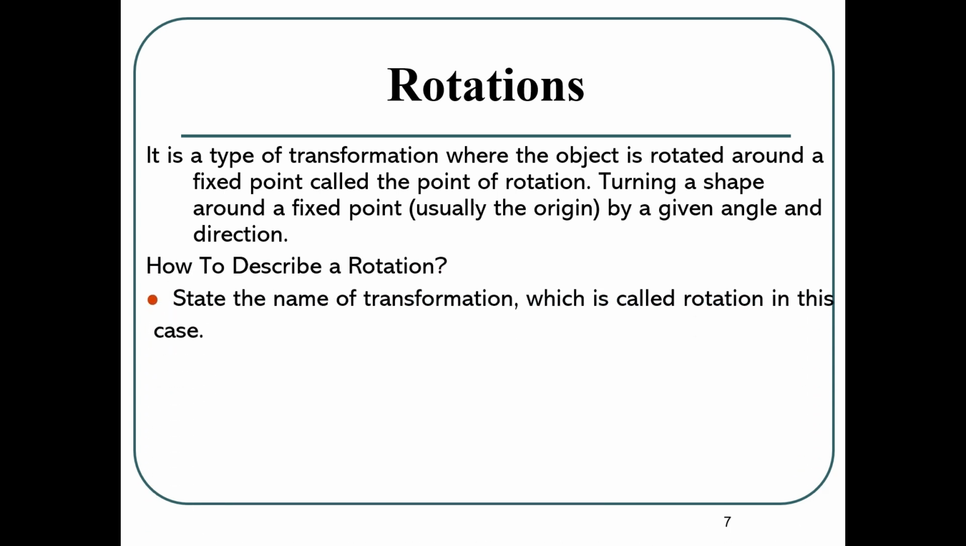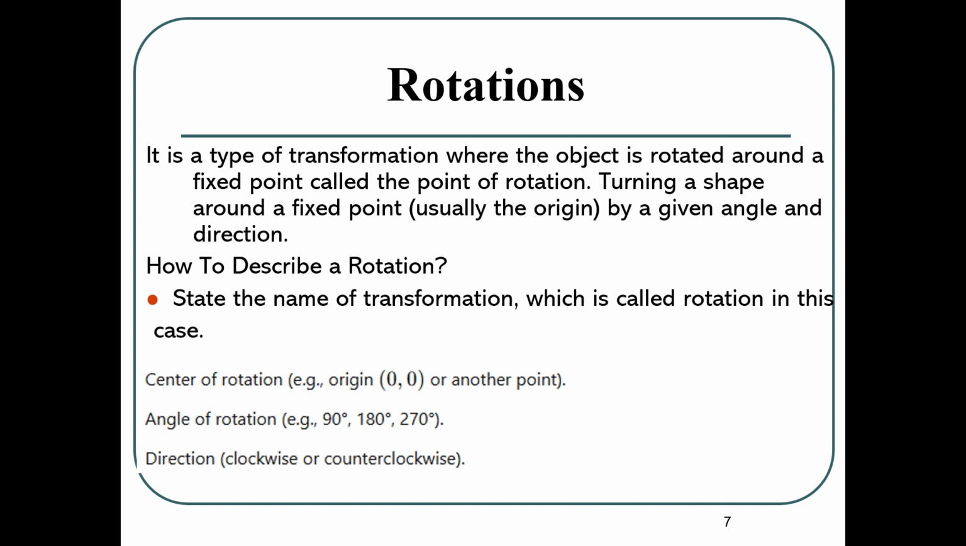How to describe a rotation? State the name of the transformation, which is called rotation in this case. The center of rotation, for example 0, 0, or another point. The angle of rotation, it can be 90 degrees, 180 degrees, 270, or 360. The direction: clockwise goes the way the clock is going. Anti-clockwise goes the opposite direction from the clock.